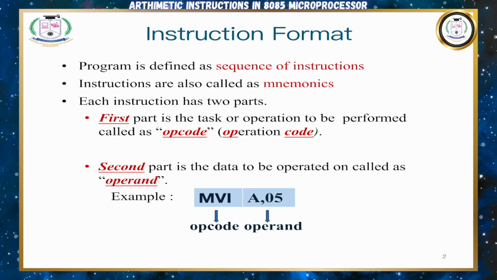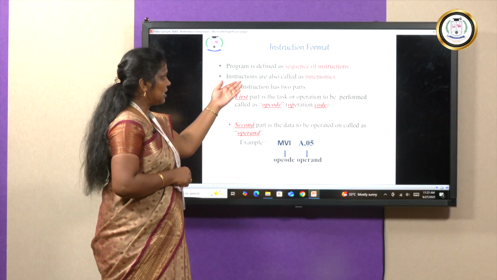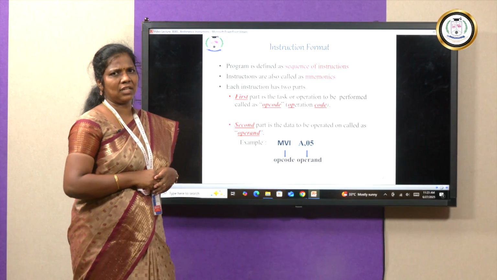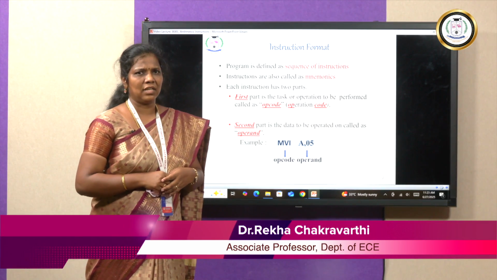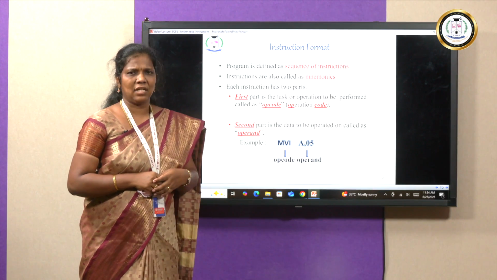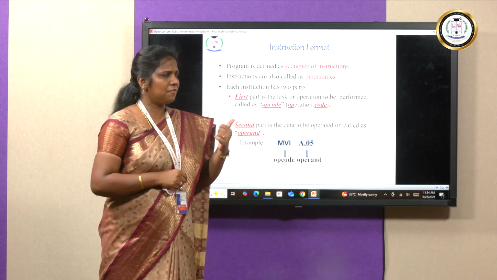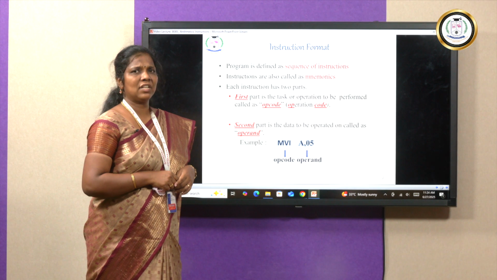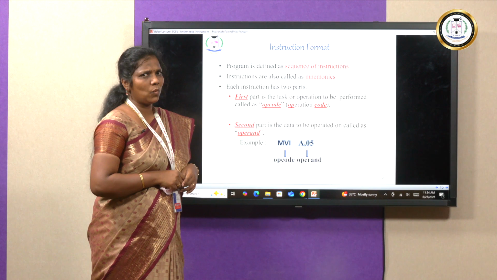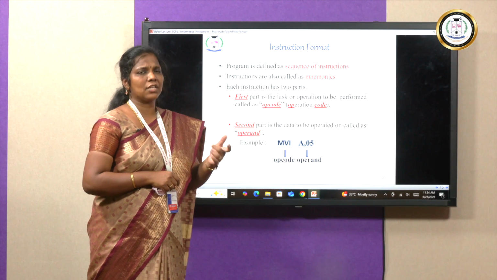Before moving on to the instructions, let me see what is a program and then what is an instruction format. A program is nothing but a sequence of instructions. An instruction in a microprocessor is nothing but a mnemonic. It has two parts. First is the operational code, called the opcode for short, and the second part is the operand, which will have the data, whereas the opcode will have the instruction which it has to perform.